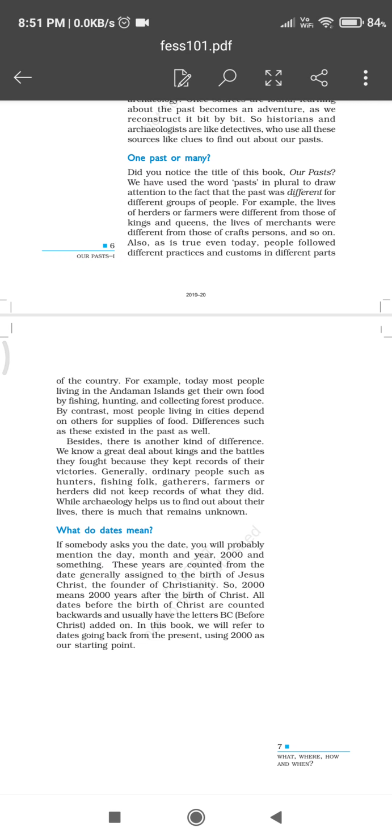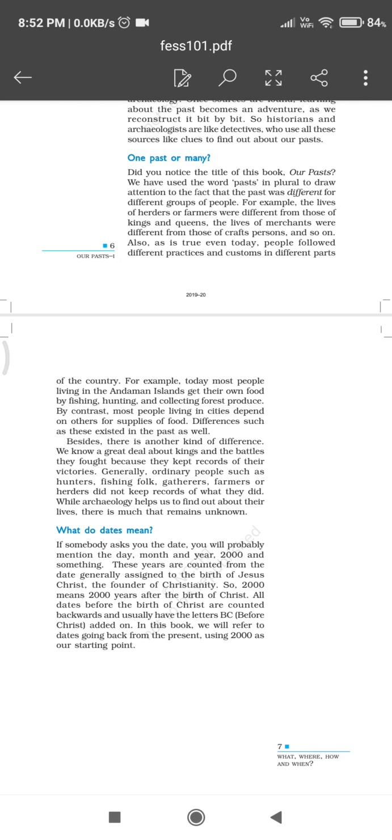Besides, there is another kind of difference. We read about the history of kings and the battles they fought because they kept records of their victories. But the life of ordinary people is not recorded anywhere. It is based on the study of archaeological evidences. So we study the life of ordinary people by guessing from the archaeological evidences.